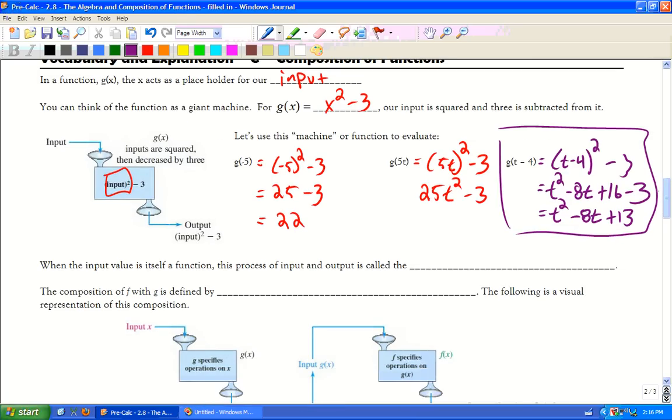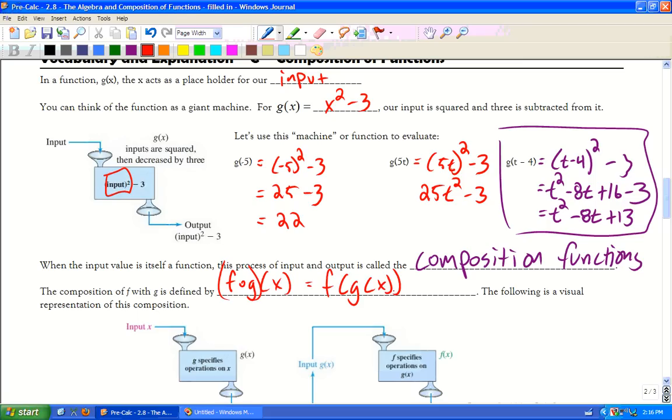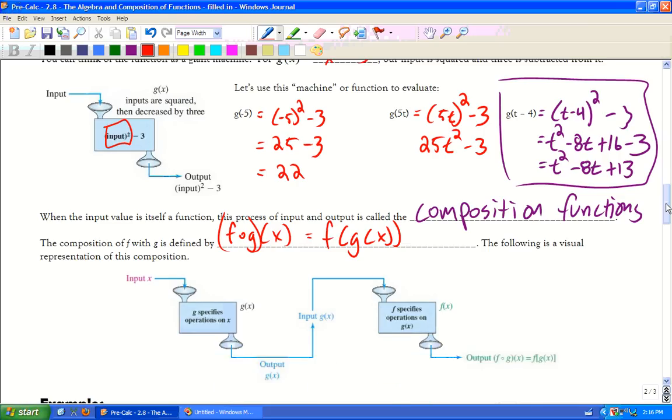The reason why is that t minus 4 is a function itself. When the input value is a function, the process of input and output is called the composition of functions. The composition of functions f with g is defined by saying f of g of x, which is another way of saying f composed with g of x. The diagram is a visual way of representing this.